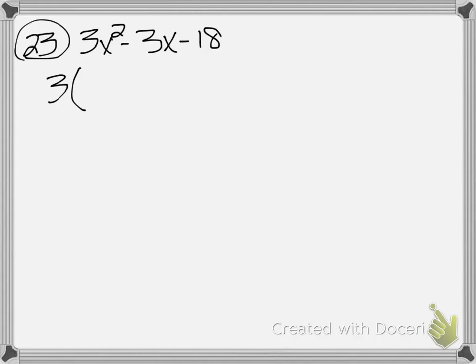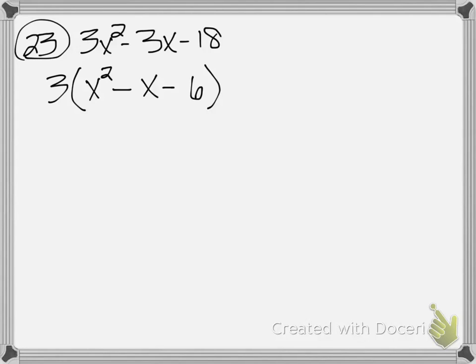So we have 3x squared minus 3x minus 18. Okay, so we're factoring again, and remember, the first thing you always do when you factor is look for a GCF. Do we have a GCF? 3. We do have a GCF. They all have a 3 in common, so let's factor that out first. That's going to leave me x squared minus x minus 6.